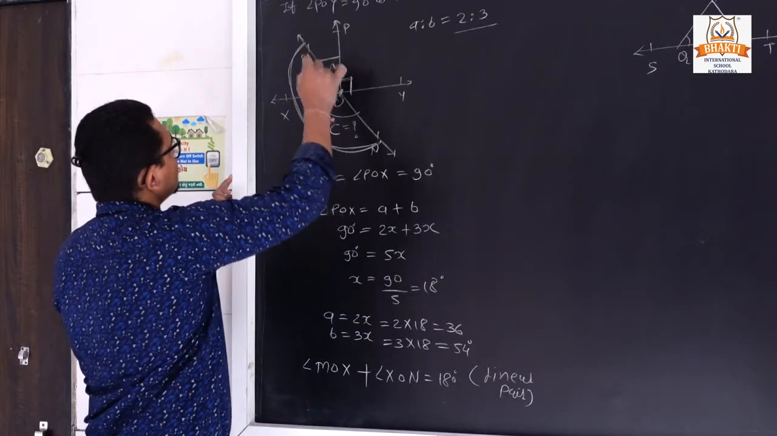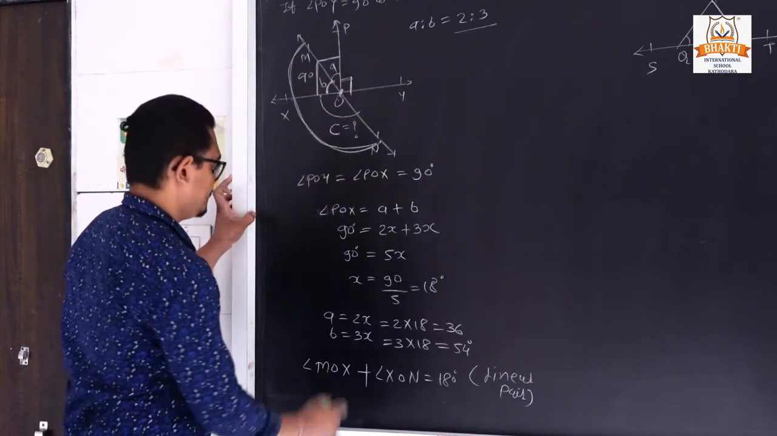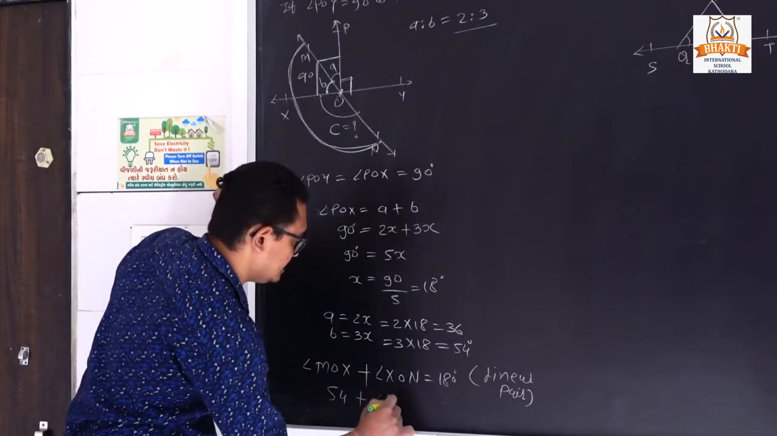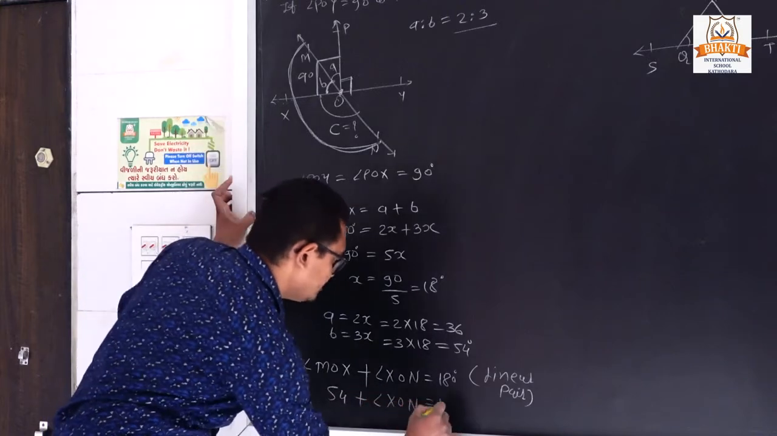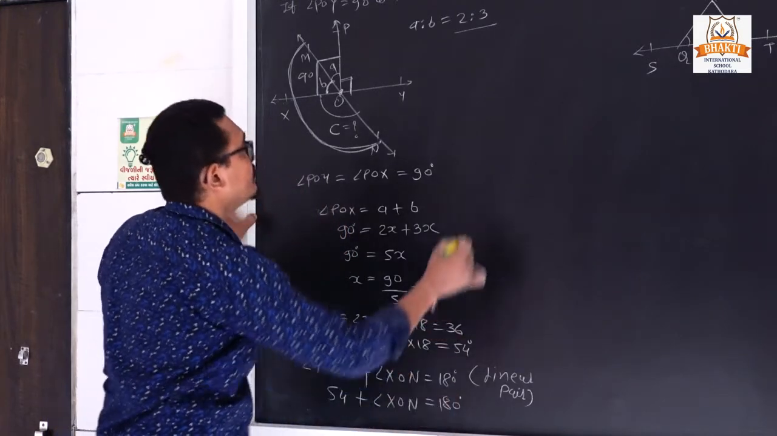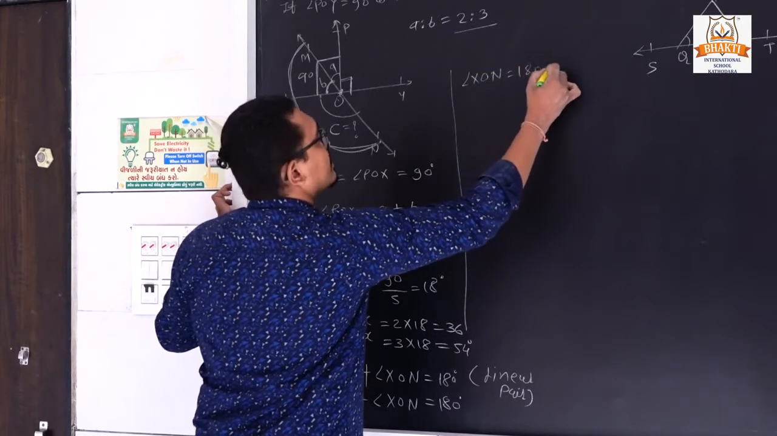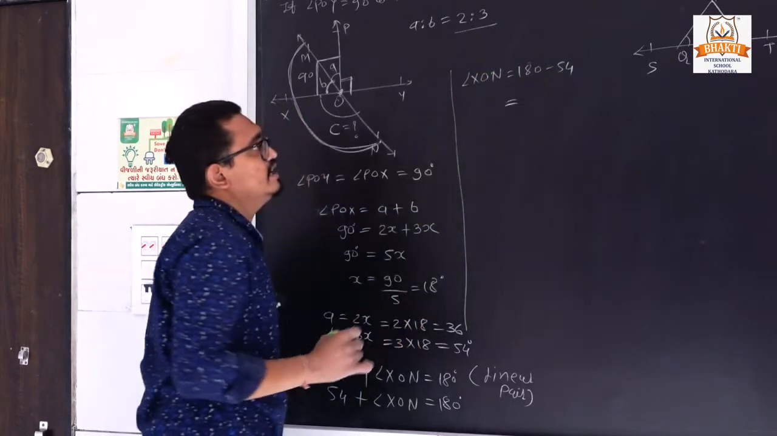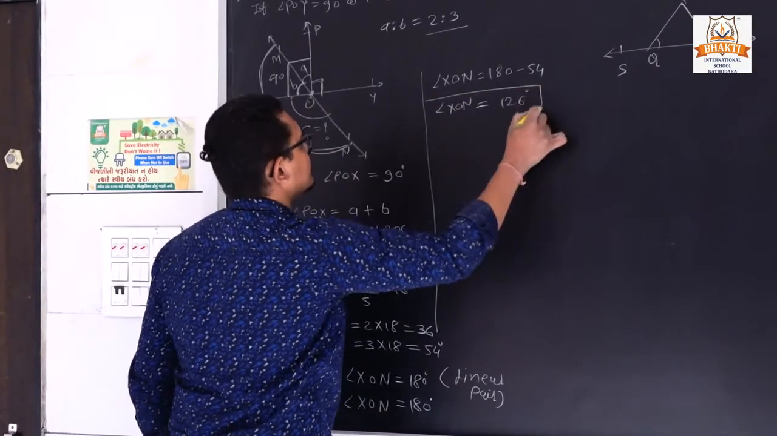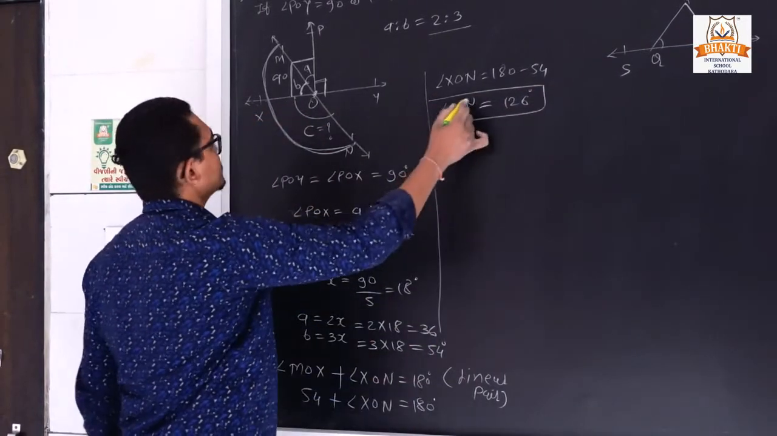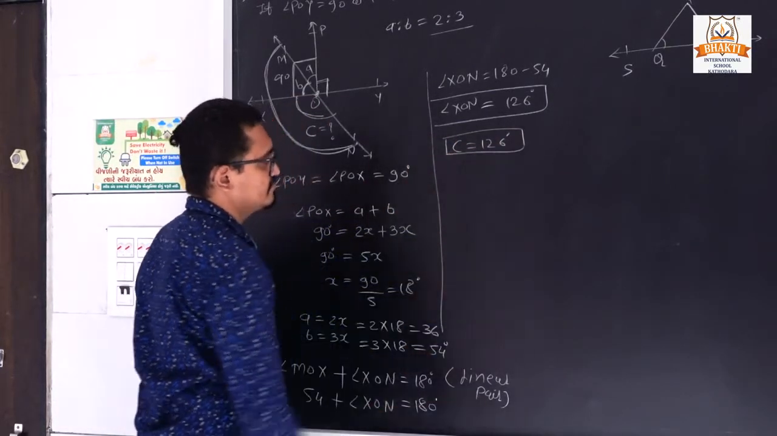So MOX is given, it is 54, we already found it. So 54 plus XON is equal to 180. This 54 goes to the other side. So XON is equal to 180 minus 54, which is 126. So XON is equal to 126. XON is equal to C. So C is equal to 126 degrees.